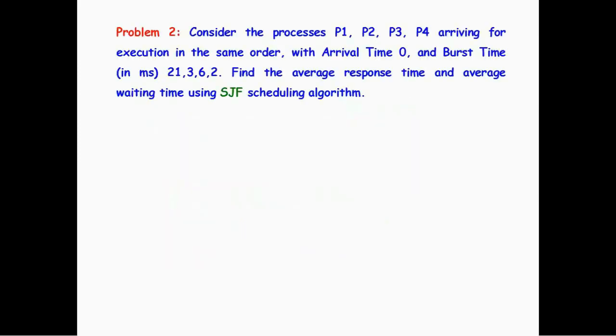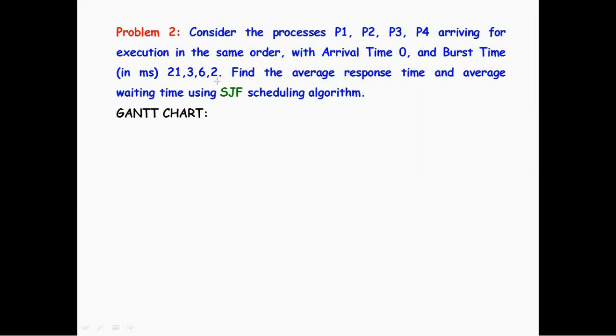Now let us see how to solve a problem using shortest job first scheduling. This is the given problem. 4 processes were given, P1, P2, P3, P4 with arrival time 0 and burst time is given in milliseconds. We need to find the average response time and average waiting time using SJF. So before finding average response time and average waiting time, we need to draw a Gantt chart.